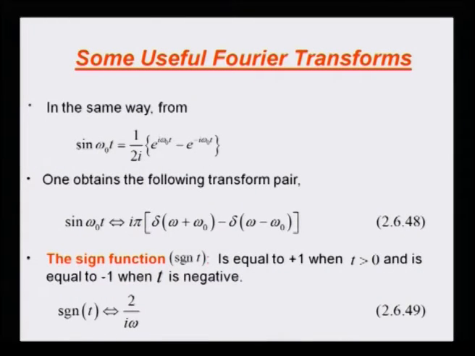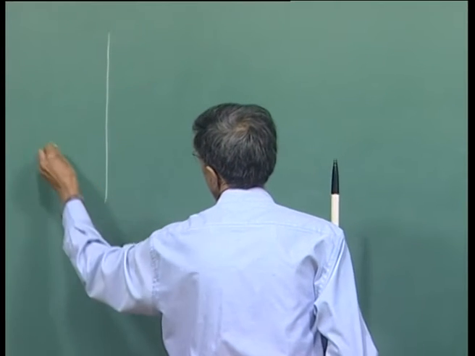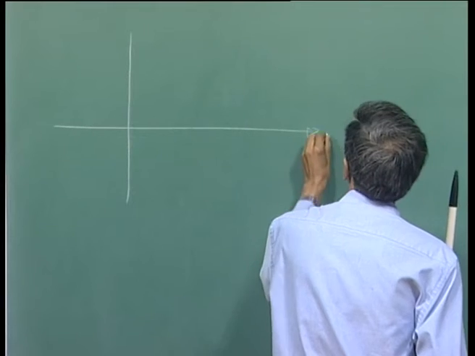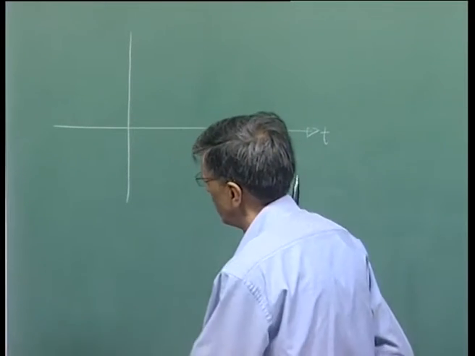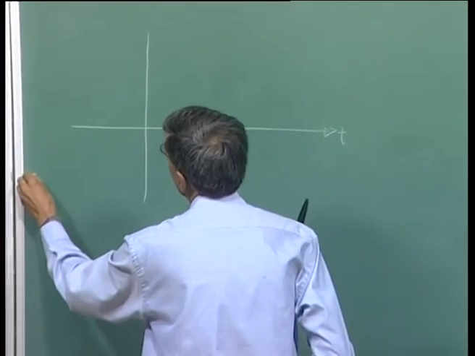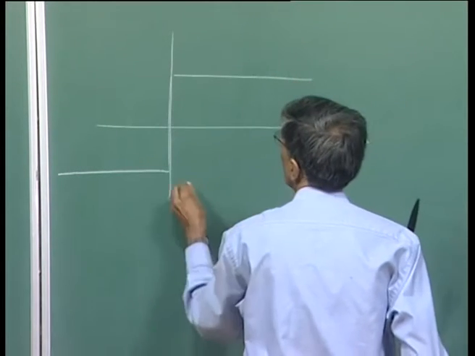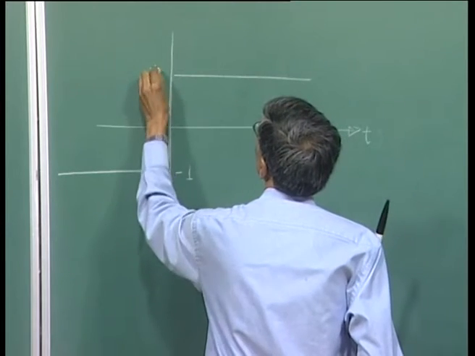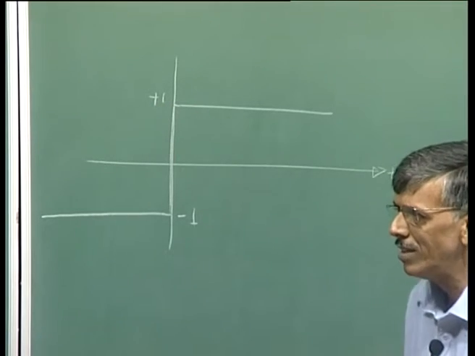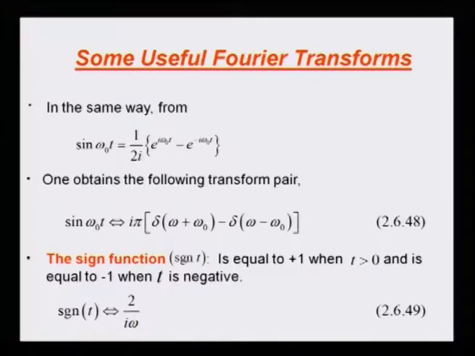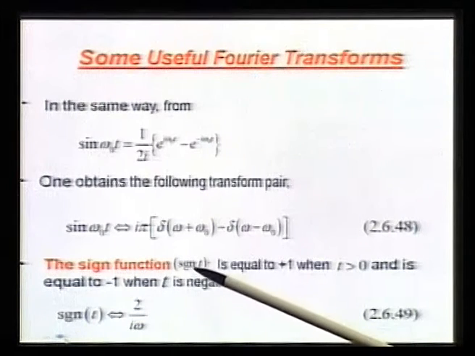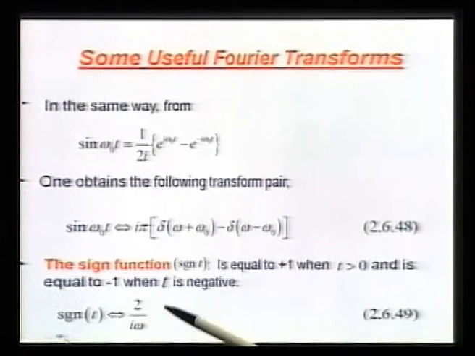The next thing that we would like to do is what is called the sign function. The sign function is interesting. Suppose I have the time axis like this. The sign function is like this: for negative t it is minus 1, and for positive t it is plus 1. That is what is called the sign or signum function, indicated by sgn of t, and its transform is 2 by i omega.